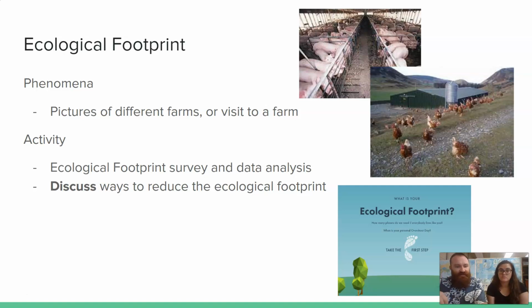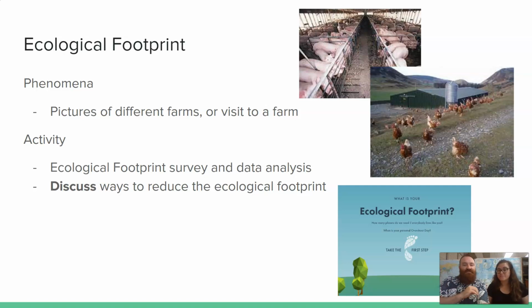So for the activity, there's actually 2 activities on this one. The ecological footprint survey. If you've never done it, it tells you how many acres you would need if everyone lived like you, or how long the planet would be able to survive if everyone lived like you. So basically, is your lifestyle sustainable? This is a spoiler alert, but it's not sustainable. And so they're going to look at that and do some data analysis.